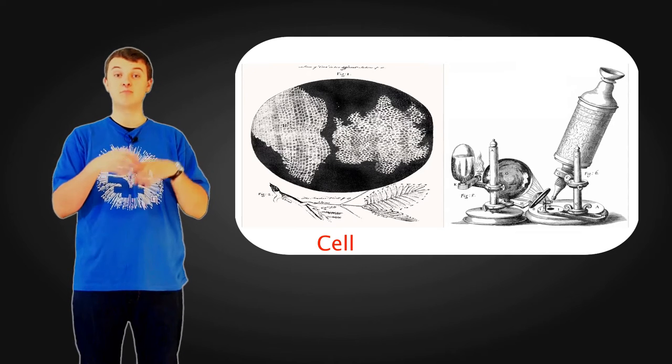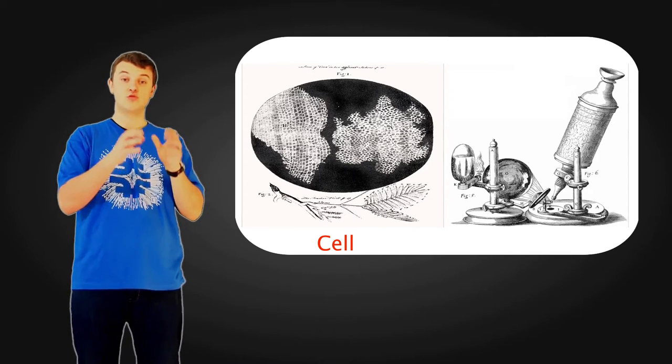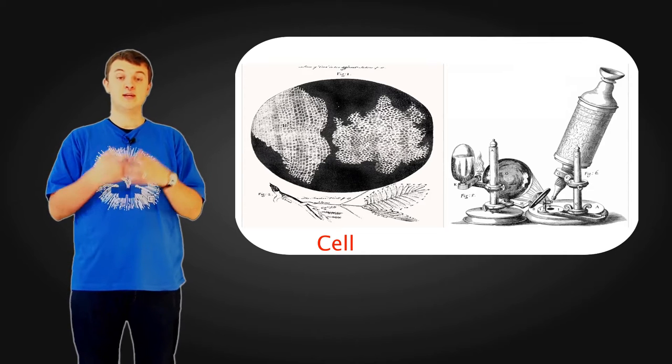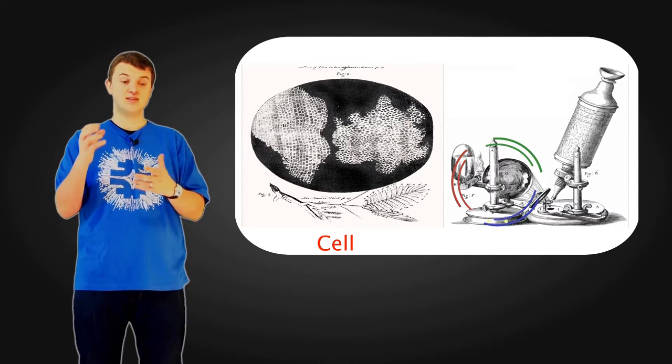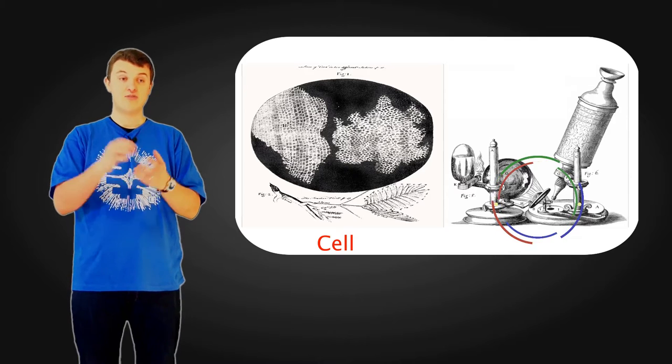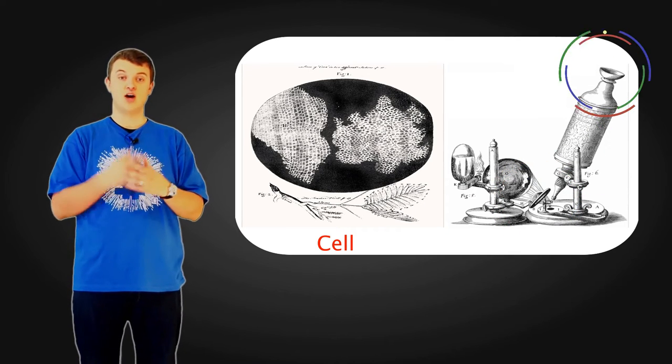One is to ask, how do we look at smaller and smaller objects? Robert Hooke was the first person to coin the term cell for describing biological organisms that he saw through his microscope. Now, an optical microscope like this works by reflecting visible light off of the sample and then through a series of lenses into your eye.